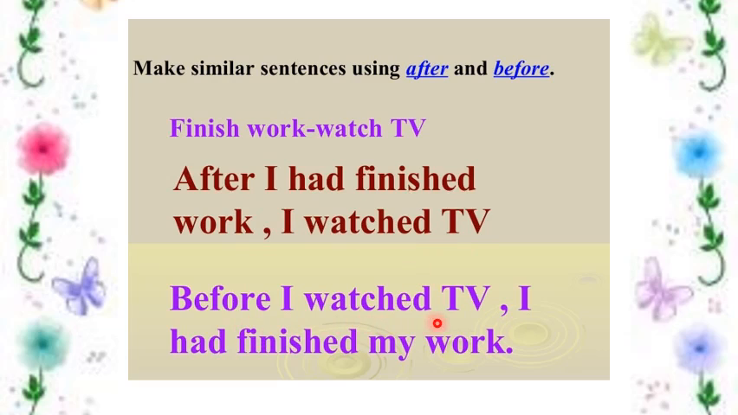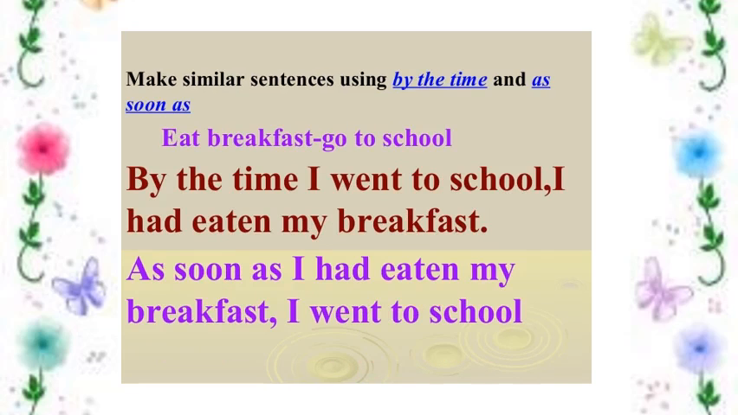Before I watched TV, I had finished my work. In this sentence, time expression is sharing that before the person watched TV, he finished his work. Let's see the use of by the time and as soon as, and the verbs are eat breakfast, go to school. By the time I went to school, I had eaten my breakfast. As soon as I had eaten my breakfast, I went to school.